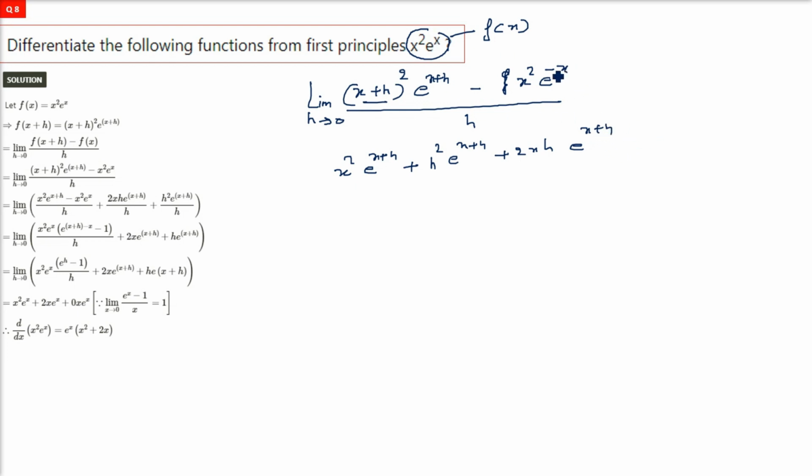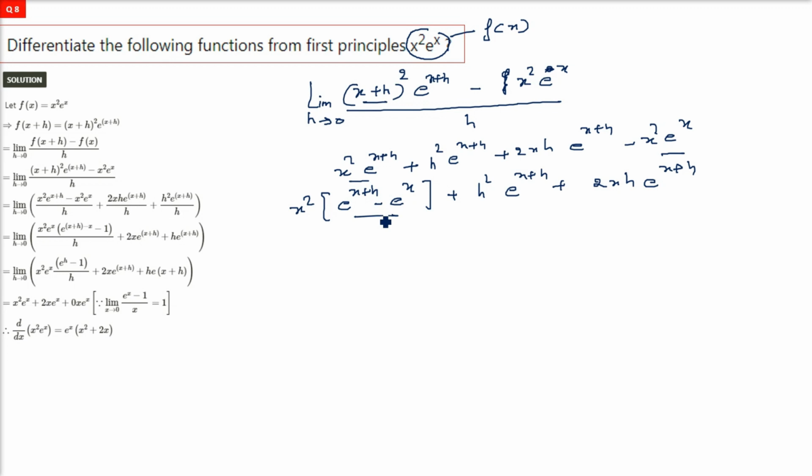Then we have this minus x square e raised to the power x. Now let us take this x square term together. When we take x square, we have e raised x plus h, and then minus e raised to the power x. Then we have this h square into e raised to the power x plus h. Then we have this 2xh e raised to the power again x plus h. So there is no commonality here.